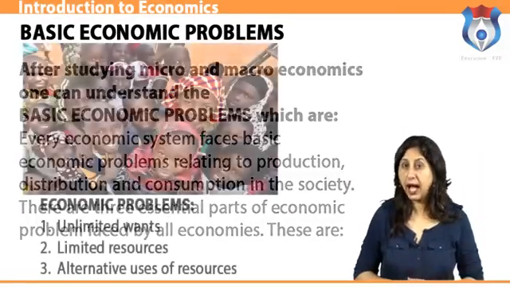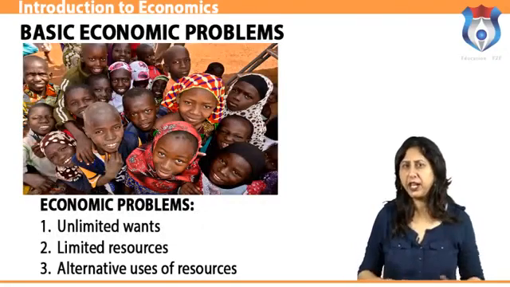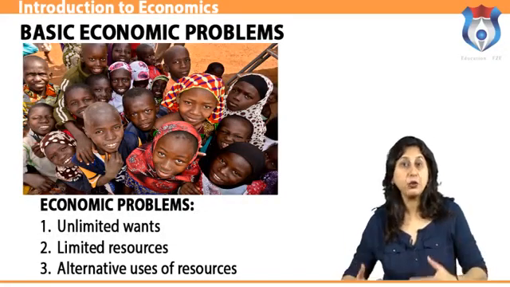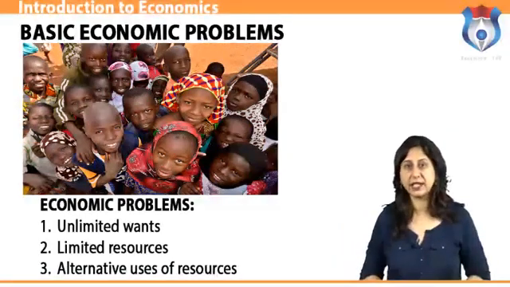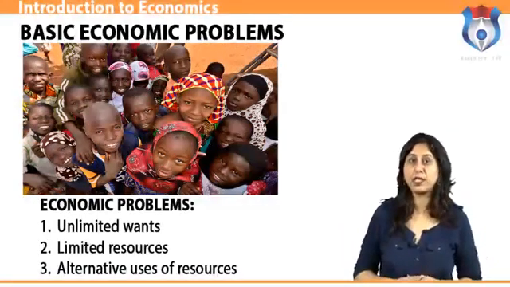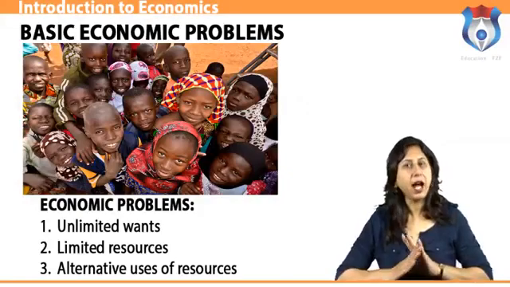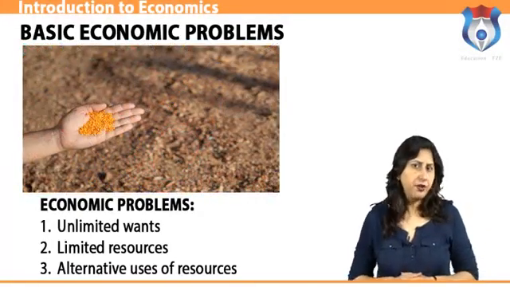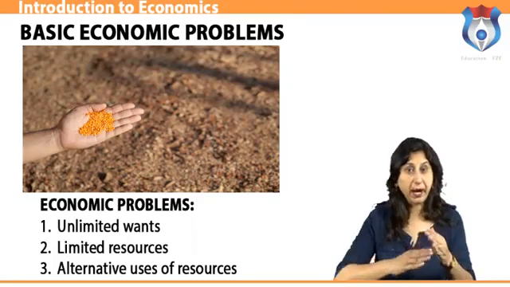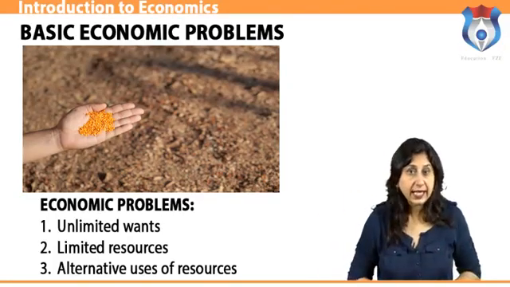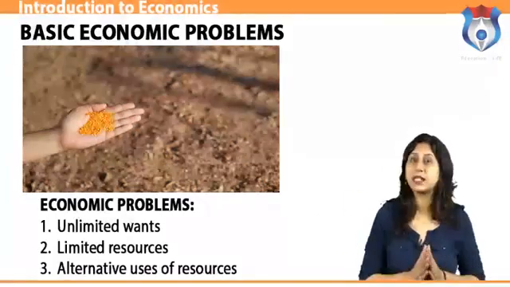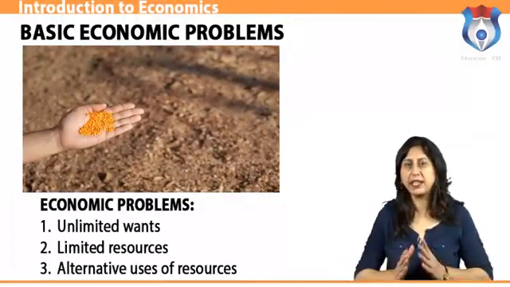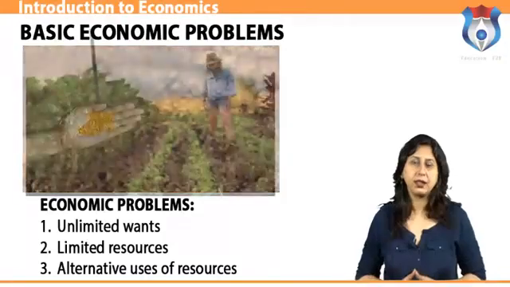These are unlimited wants. Every individual wants to improve her standard of living by consuming or buying more goods and services. We therefore say that people have unlimited wants. Limited resources. Resources are limited in comparison to wants. Scarcity means that an economy does not have sufficient availability of goods to satisfy the unlimited wants.